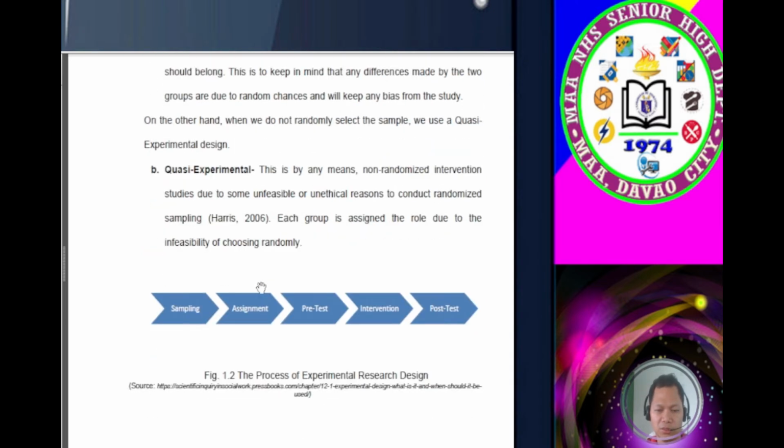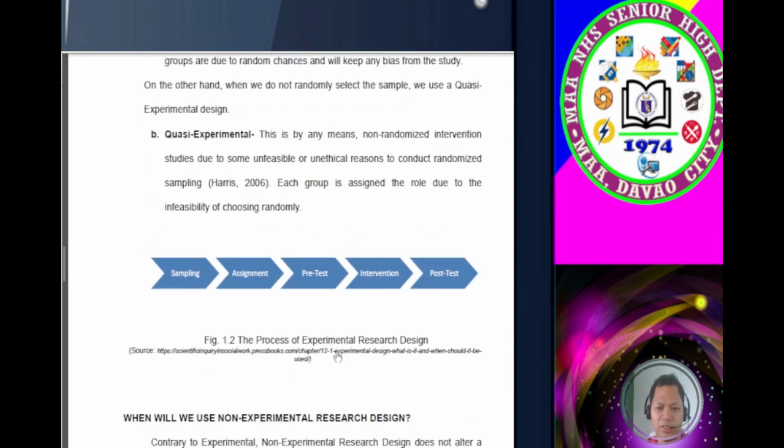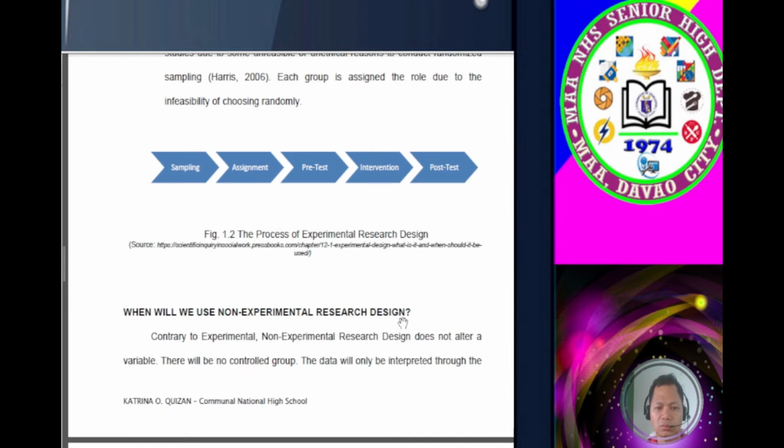Okay, and we have this diagram here, the process of experimental design. So we have sampling, assignment, pre-test, intervention, then the post-test. Okay, now let's go to the next topic.